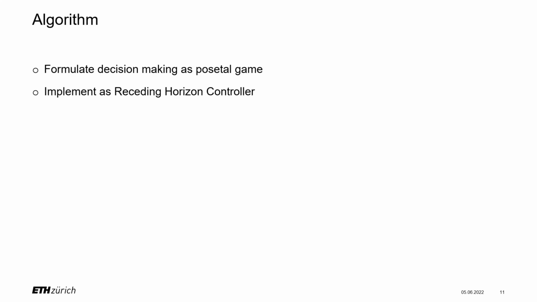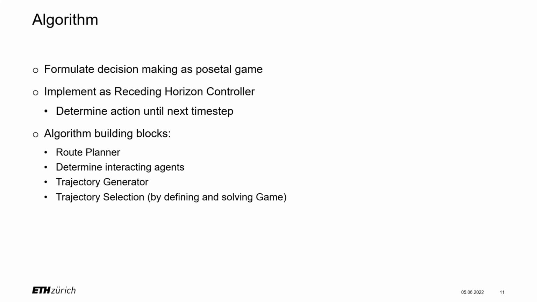So now the theory is there. Let's move on to the details of the algorithm. Our algorithm formulates the decision making as a posetal game. It implements it as a receding horizon controller, and at every decision time step, the trajectory until the next decision time step is decided. The building blocks are a route planner, determining what agents are interacting in that specific moment of the scenario, a trajectory generator to generate actions, and a trajectory selection by defining and solving the posetal game.